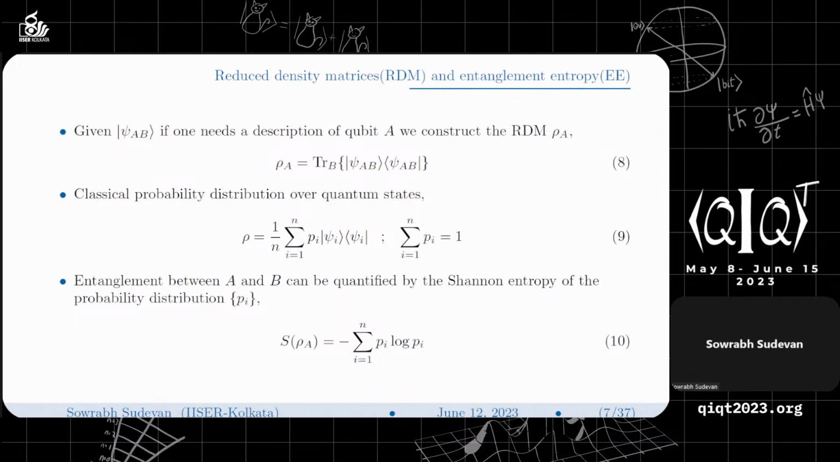And what we do is to see how much two things are entangled. We construct the reduced density matrix of a subsystem. The reduced density matrix of the subsystem will have some entropy. The amount of entropy is a measure of the entanglement between the two subsystems.